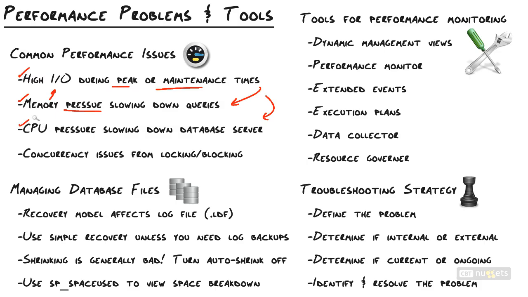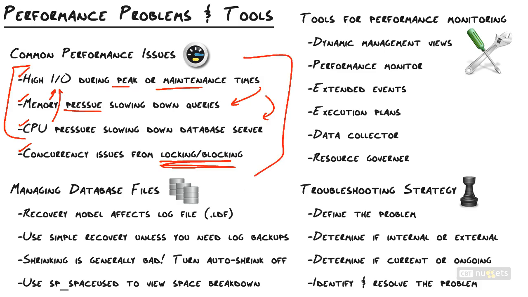CPU pressure can come from a variety of things, but it's generally going to be those expensive queries or external factors, like an application that's on your database server that's sucking down all the CPU cycles. But CPU pressure can also cause high I/O. Concurrency can cause performance issues, but this is an easy one to identify, because if your I/O, memory, and CPU levels are all normal, but people are still complaining of waiting and slowdowns in the application, then you can pretty much guarantee that it's going to be a locking and blocking issue. But really, to get the complete picture, you need to take all of these into account when troubleshooting performance issues.